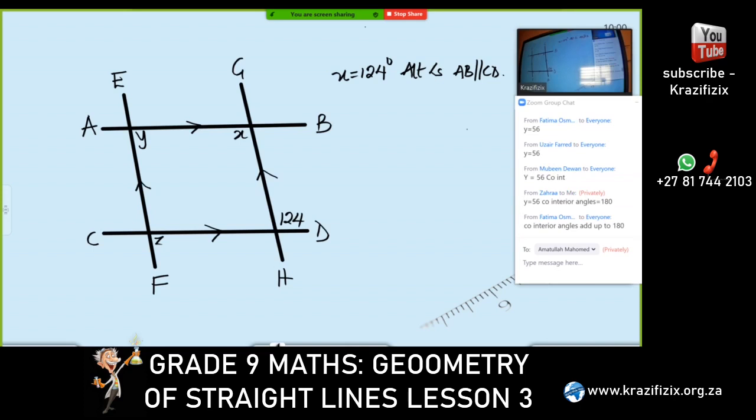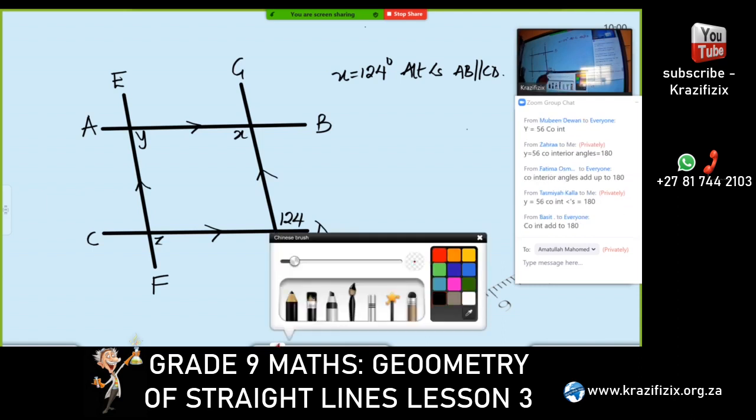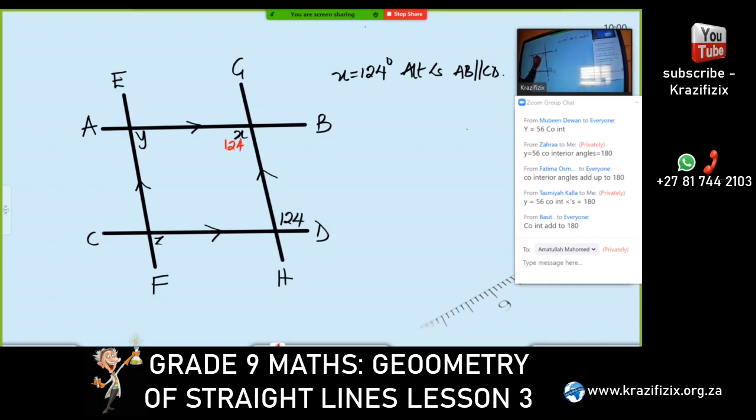Co-interior angles add up to 180. Lovely. Co-interior angles equal 180. So, if I go back there, we said this is 124. So we know that Y should be equal to 180 minus 124, which is 56. And then we say co-what? Interior angles. And we are saying co-interior angles because EF is parallel to GH.